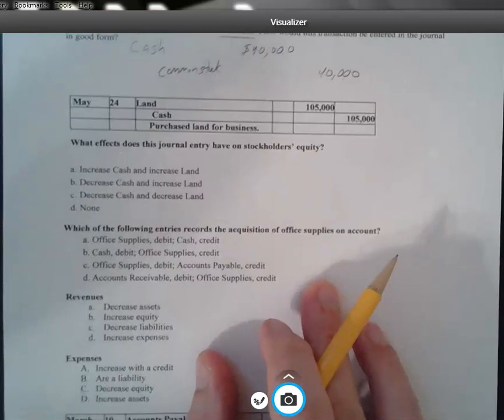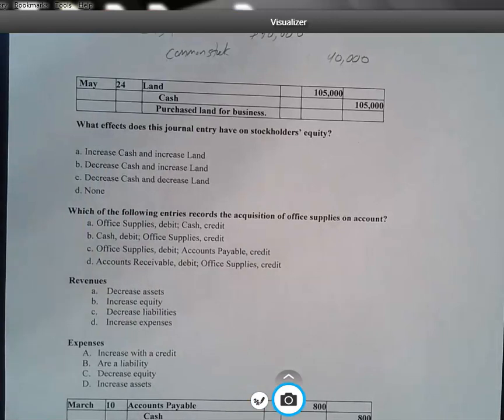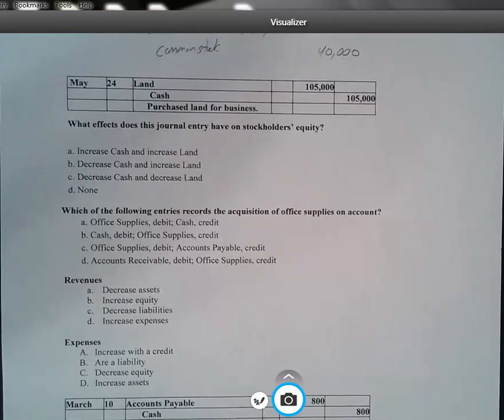All right, let's see what else we have here. This transaction here, May 24th, we actually have a decent example here of a journal entry in good form. It takes place on May the 24th, and looks like we are purchasing land. Let's see here, what do they want to know? What effects does this journal entry have on stockholders' equity? Okay, very good. So looks like we're buying land. Land is going up by $105,000. Cash is going down by $105,000.